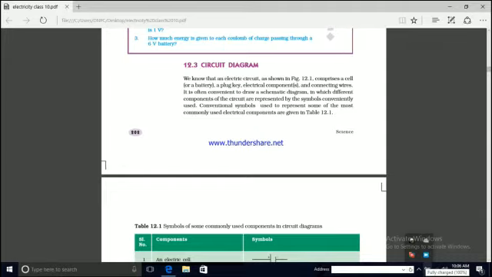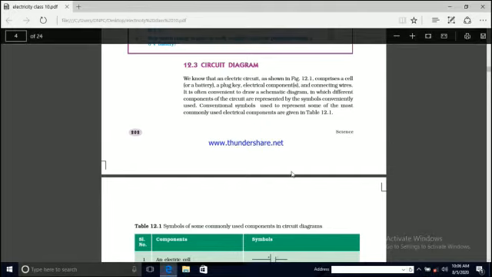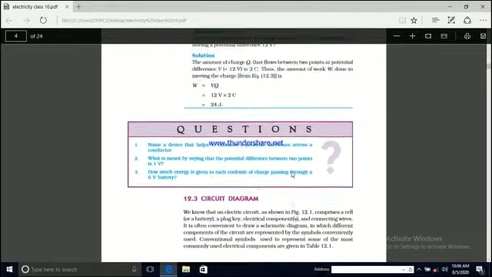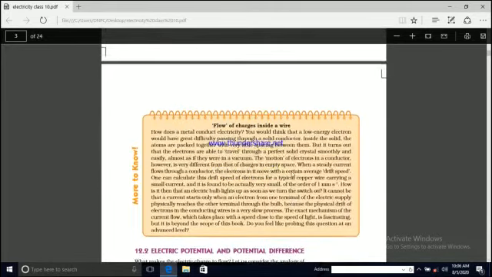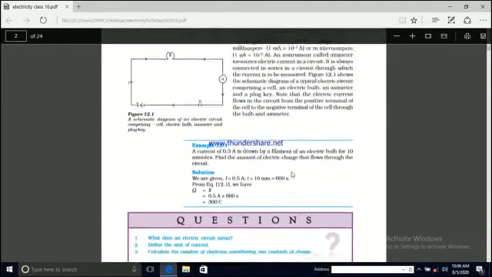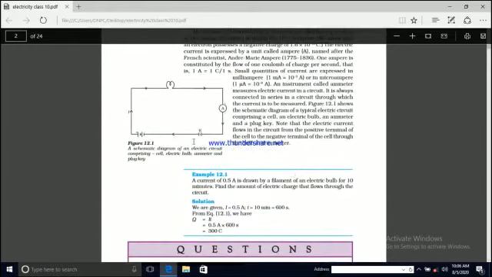Hello dear students. Yesterday we discussed electric current and electric potential. So today we are going to discuss circuit diagrams. In the previous section we had already seen a few circuit diagrams. See how to use symbols while drawing circuit diagrams.